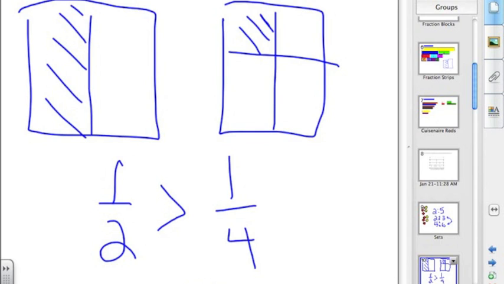So you need to have these different models because in different contexts, different models are going to be more appropriate, right? There are sometimes when a linear model is the most appropriate. There are sometimes when an area model is the most appropriate, and there are times when a set model is the most appropriate.